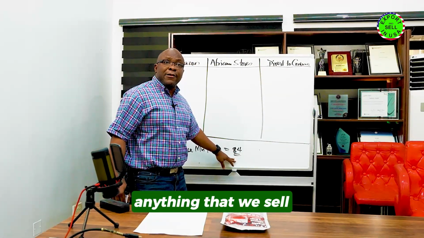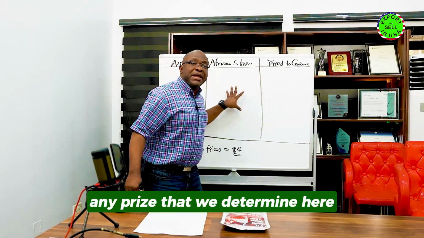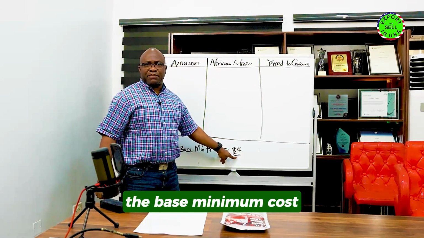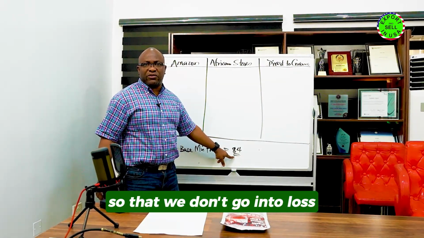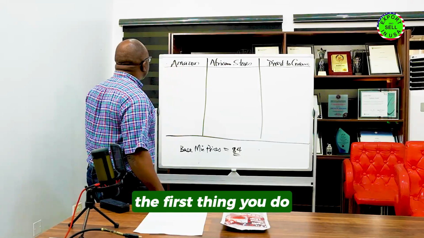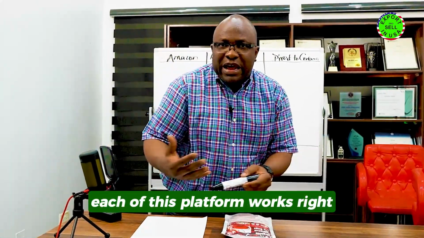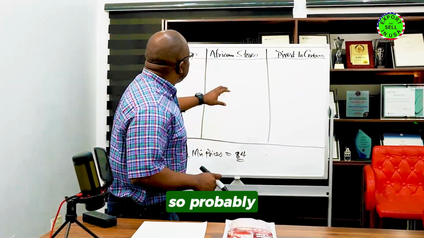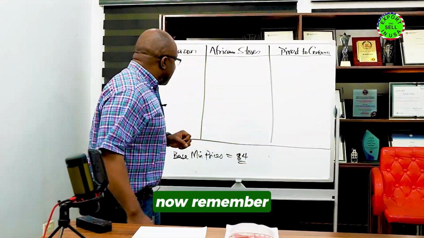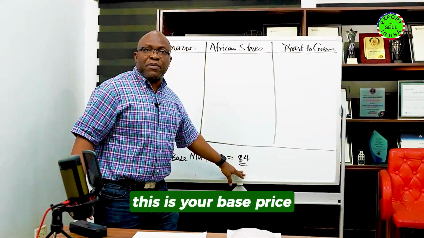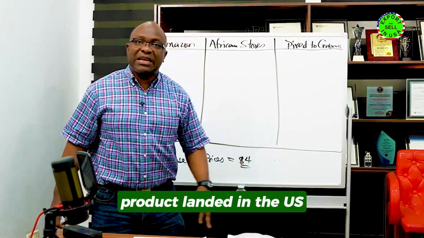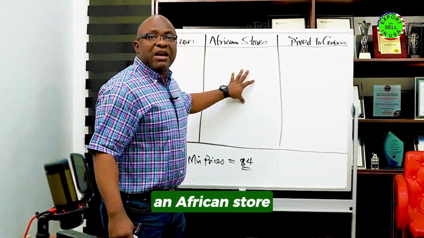Anything that we sell, any price that we determine here must be greater than the base minimum cost so that we don't go into loss, right? So what is the first thing you do? Now, selling on Amazon, again, you need to understand how each of these platforms works, right? So probably I'm going to start with the African store. Now, remember, this is your base price to have this product landed in the US, and you're going to sell it to an African store.